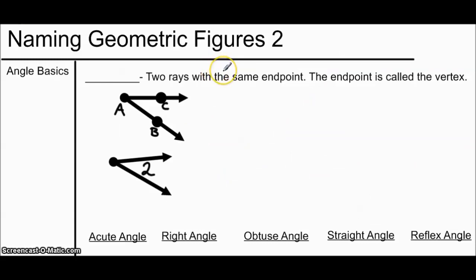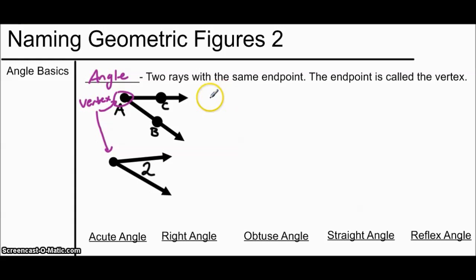Let's go ahead and take some formal notes on what we just learned. An angle is two rays with the same endpoint. That endpoint is called the vertex. So right here, this point right here, A, would be the vertex of this angle. And this would be the vertex of this angle.